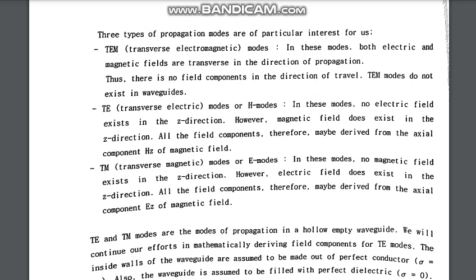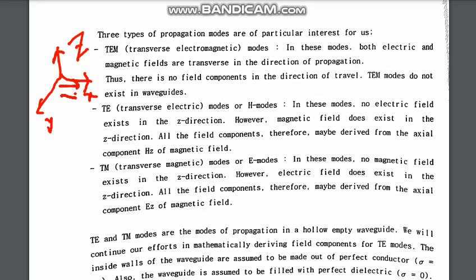That means in TEM mode both electric and magnetic fields are transverse to the direction of propagation. What is known as transverse? Just think about a three-dimensional axis here. That is the x-axis, that is the y-axis, and that's the z-axis. So transverse means that it is parallel to x.